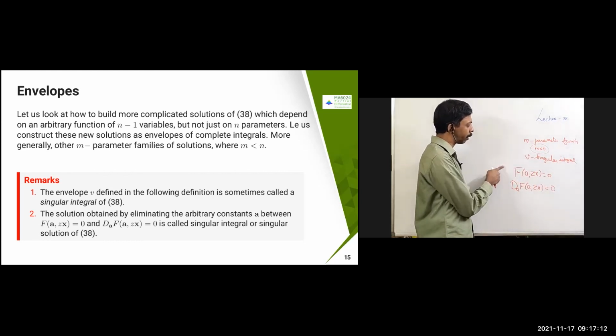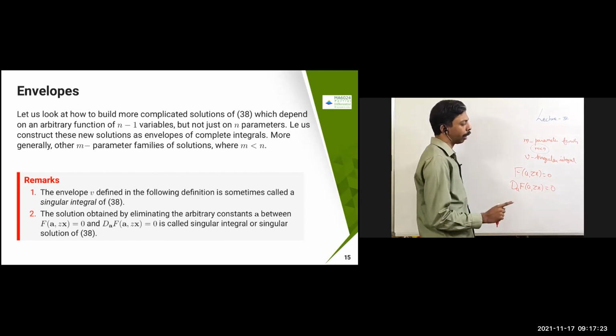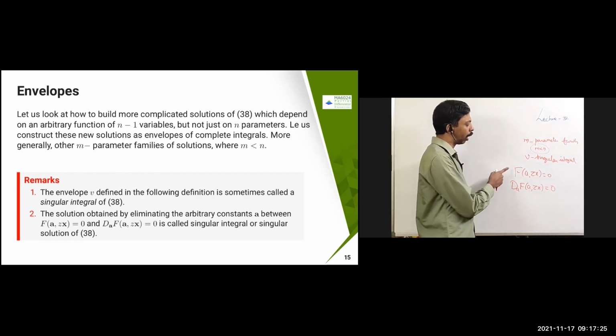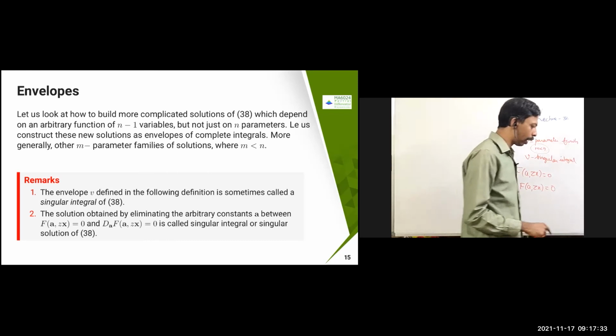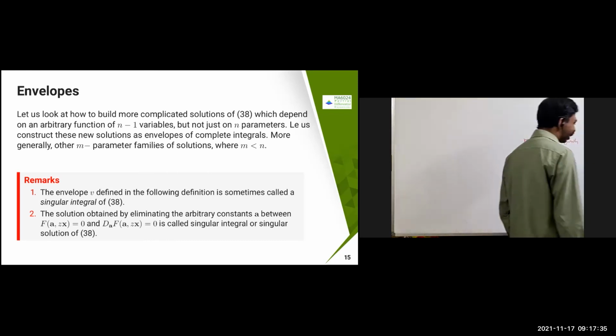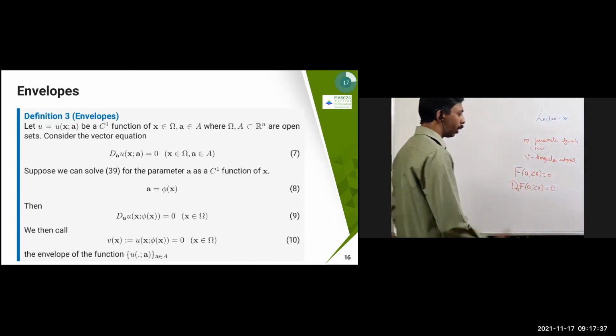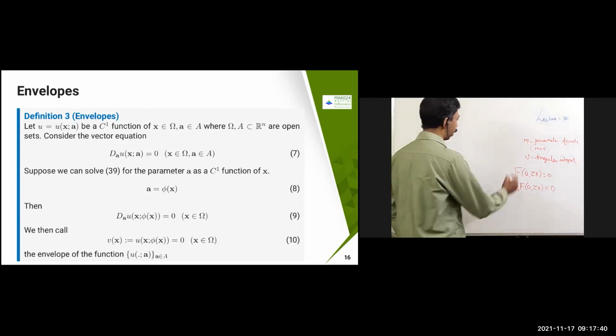So from f of a comma z comma x and dA of f of a comma z comma x, these two equations, I'm going to eliminate at least one constant. That elimination is what you are going to obtain, and the solution we obtain from that is going to be called the singular integral. We'll see an example so that you will understand it more clearly. But before that, we'll see the definition of the envelope.